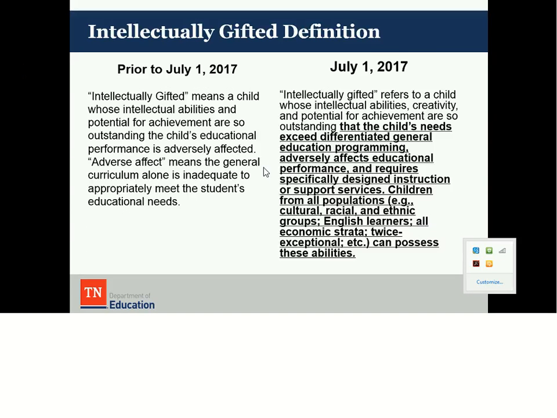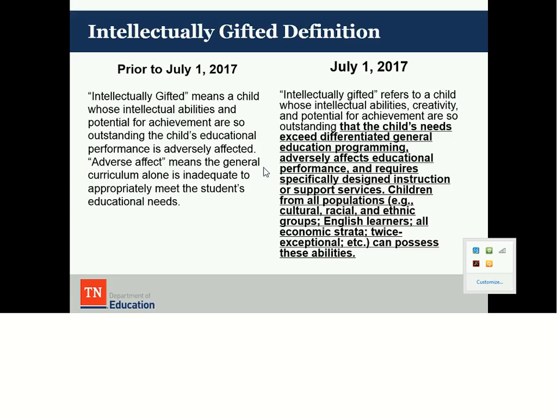Intellectually gifted had quite a few changes to it. The definition is the first area where things changed, and you can see that there was some added language, the first of which documents how that student's abilities are so outstanding. They're so outstanding that the child's needs exceed those that can be differentiated through the general education programming. So we're looking at, again, a way to measure that need, a way to look at need for services, and how that might adversely affect a student's performance such that they need specially designed instruction or support services.